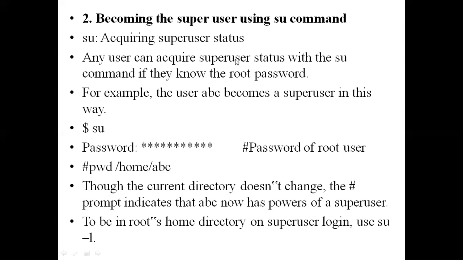Any user can acquire super user status with the su command if they know the root password. For example, the user ABC becomes a super user in this particular way. When you become a super user, it will be in the current directory. Though the current directory does not change, the # prompt indicates that ABC now has powers of a super user. Whatever the current directory is, this # command prompt will tell that you have acquired the powers of a super user.